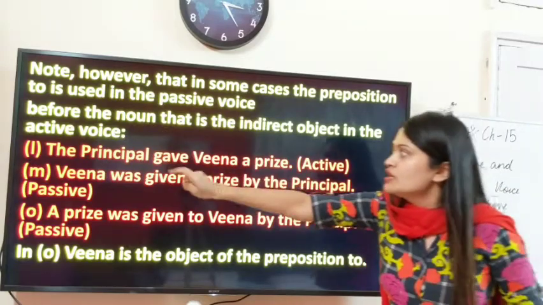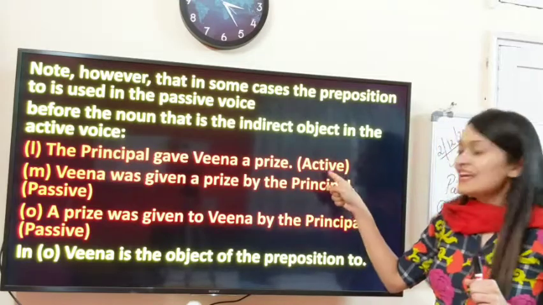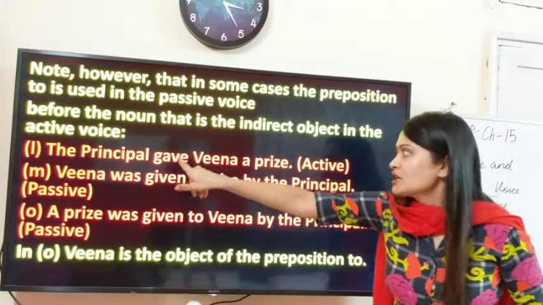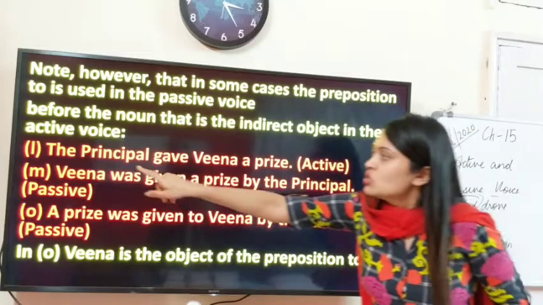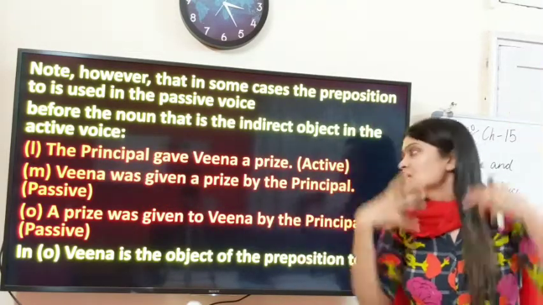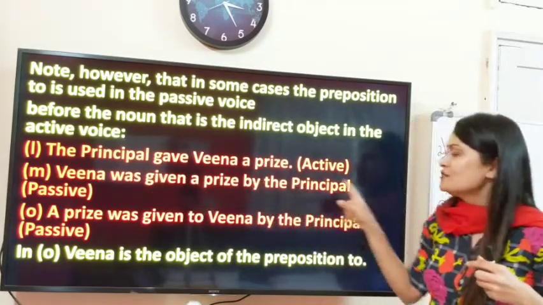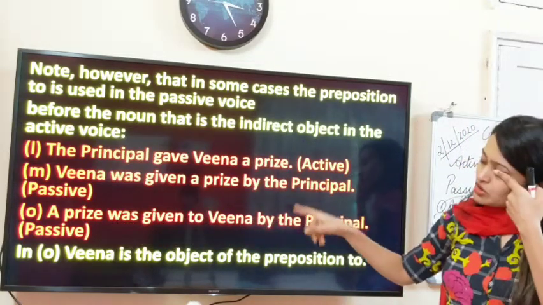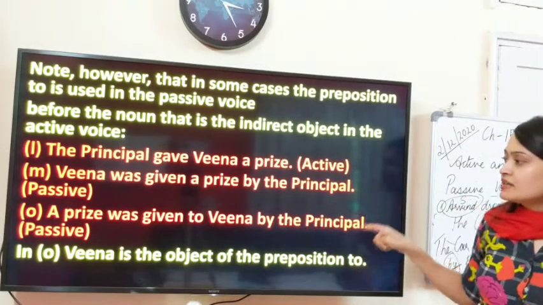How do we come to know, children? The principal gave. The principal is doing something. It is an active voice because gave, the principal is giving something, doing an action. Gave Veena a prize. Veena is the object. Now when we are changing it to passive voice, Veena was given. Something was being done to Veena. A prize was being given to Veena. So Veena is the subject over here, but it is a passive voice by the principal. A prize was given to Veena by, this is another way to write it because there are two objects. A prize was given to Veena by the principal.